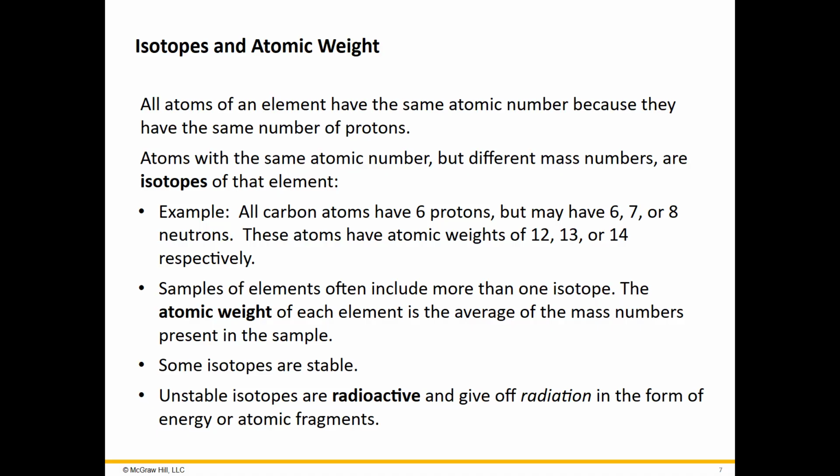So if carbon has 6 protons, 6 neutrons, its atomic number is 6 because it has 6 protons. Its atomic mass is 12 because there's 6 protons and 6 neutrons.